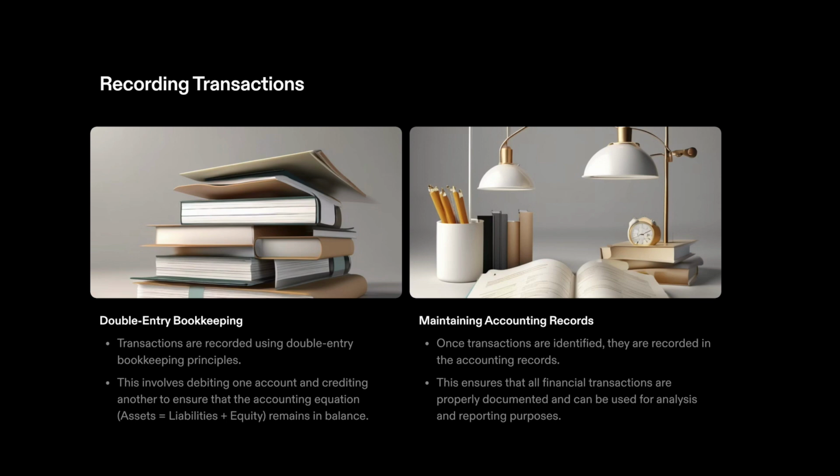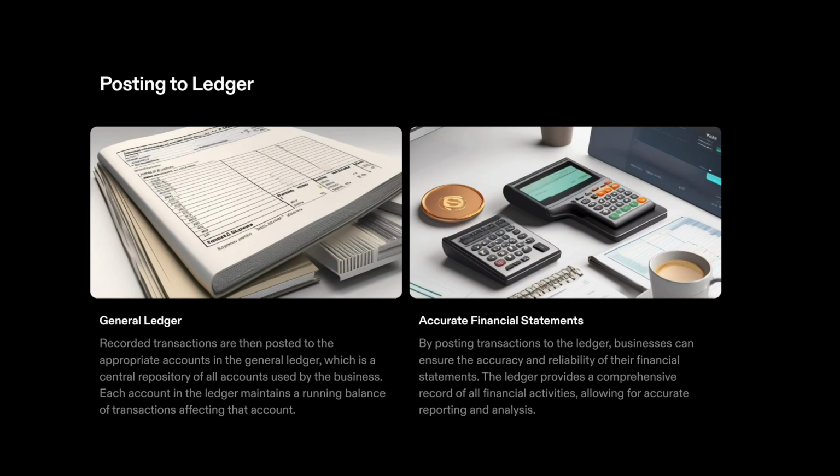3. Posting to ledger. Recorded transactions are then posted to the appropriate accounts in the general ledger, which is a central repository of all accounts used by the business. Each account in the ledger maintains a running balance of transactions affecting that account.